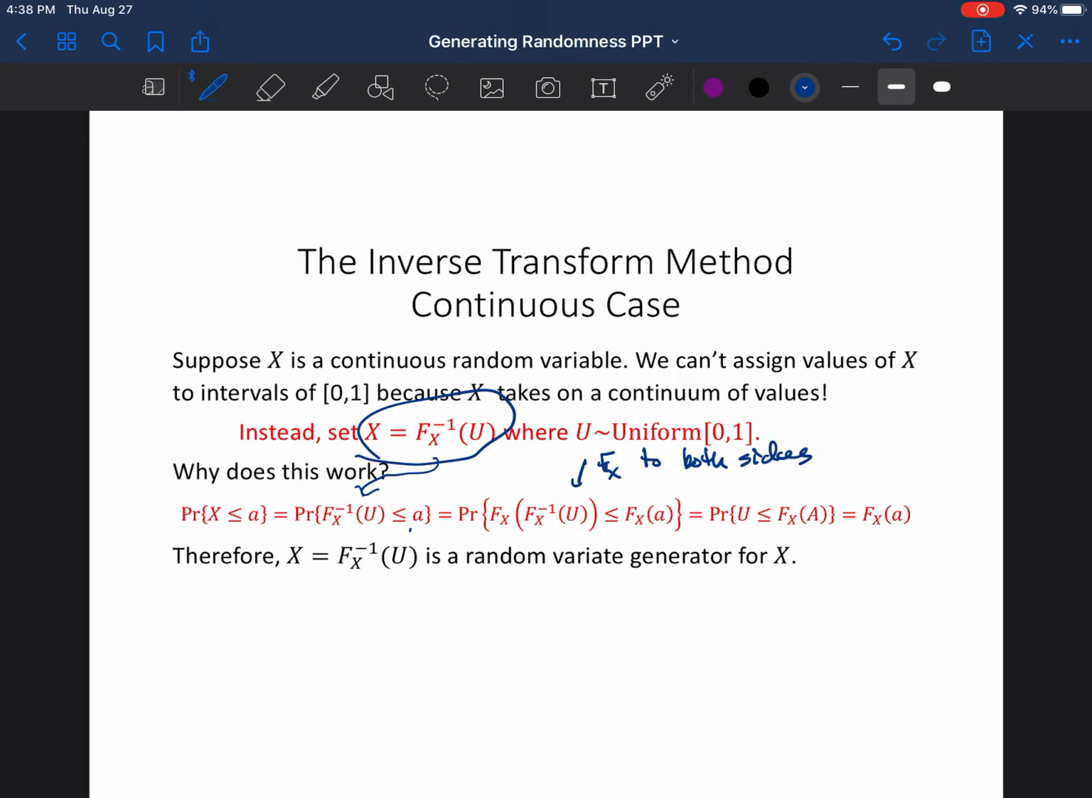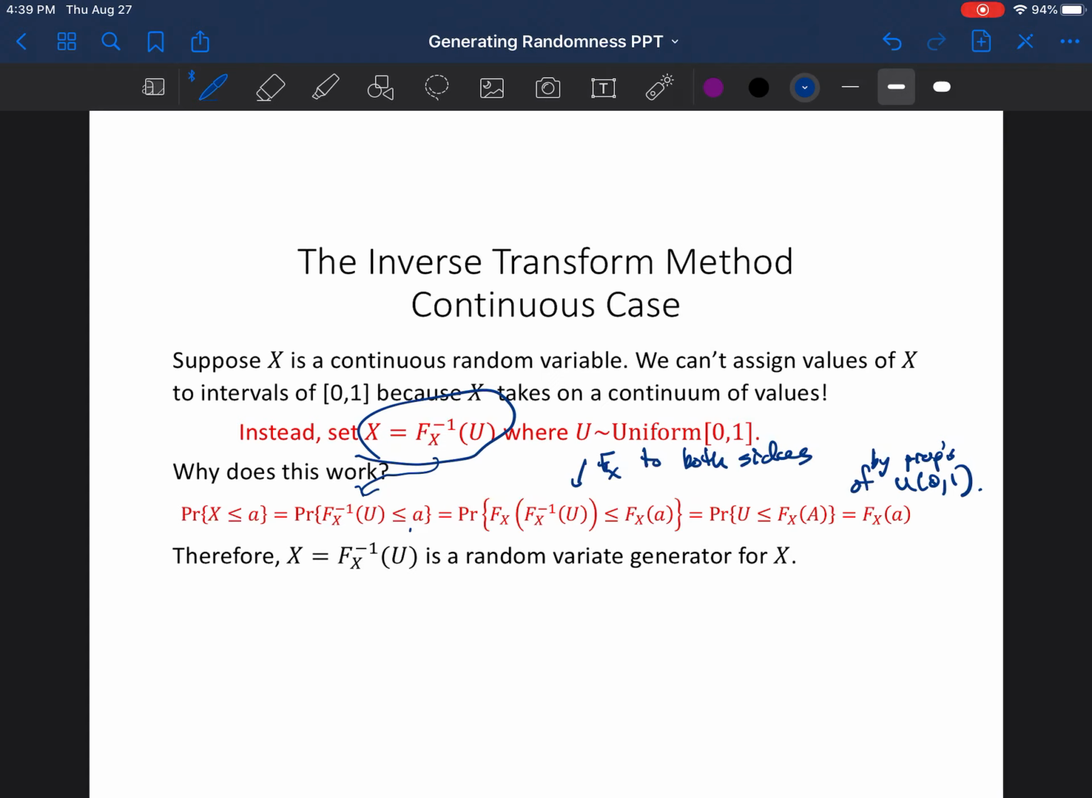And remember, well, what is that? That's just equal to F_X of a by the properties of the uniform 0, 1. If that last step is a little confusing for you, you might want to check out the probability review. If it's still confusing you, please let me know and I can try to answer your questions.